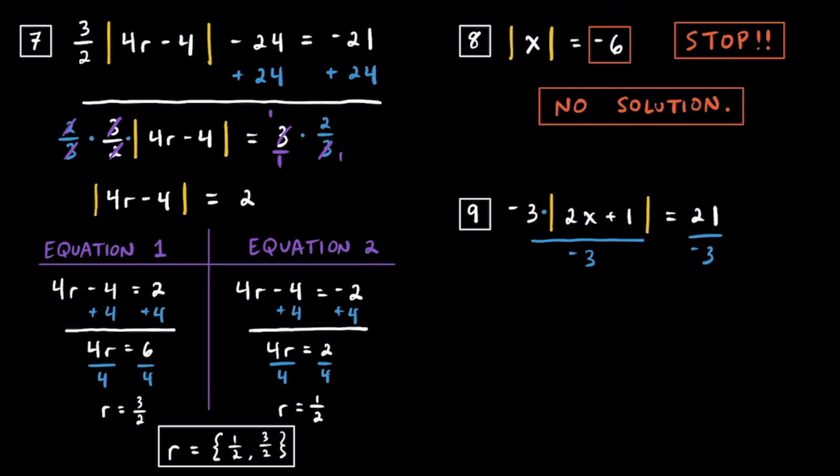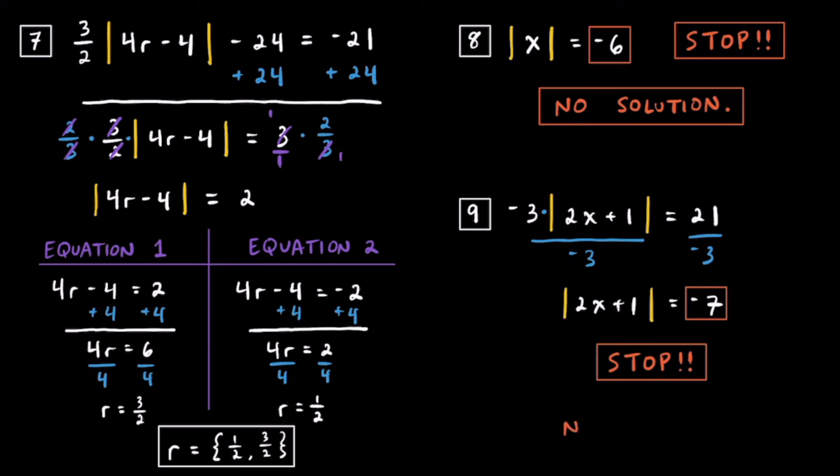In doing so, we're just going to have this absolute value of 2x plus 1 along the left side of the equation, and on the right side, positive 21 over negative 3 is going to equal negative 7. Just like in example 8, notice how the absolute value is isolated on one side, but it's equal to this negative 7 along the right side. Make sure at this point, you stop and go no further, and you say that there's going to be no solution for this particular equation.